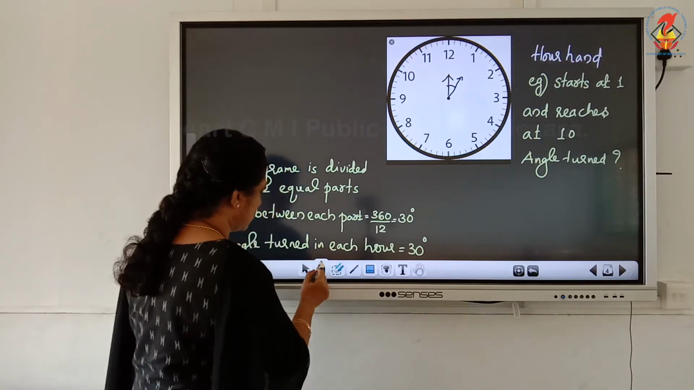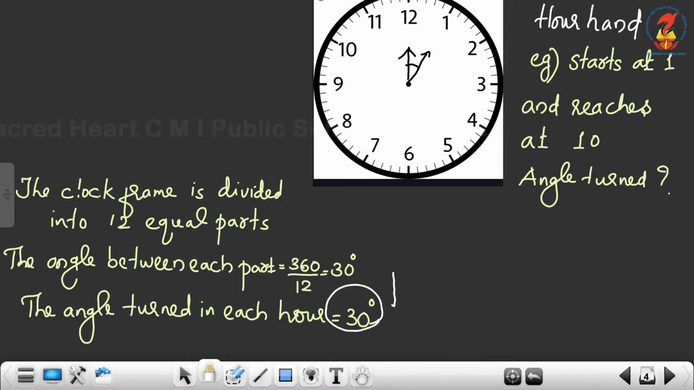So, you have to learn this one. The angle turned in each hour is 30 degree.